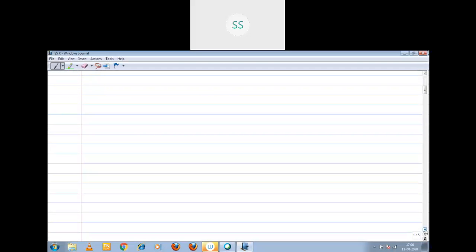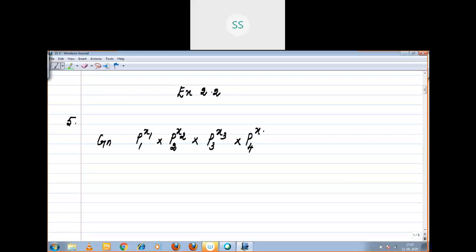Question number 5, Exercise 2.2. If P1 power x1 into P2 power x2 into P3 power x3 into P4 power x4 equals 113,400, see what is given in the question.